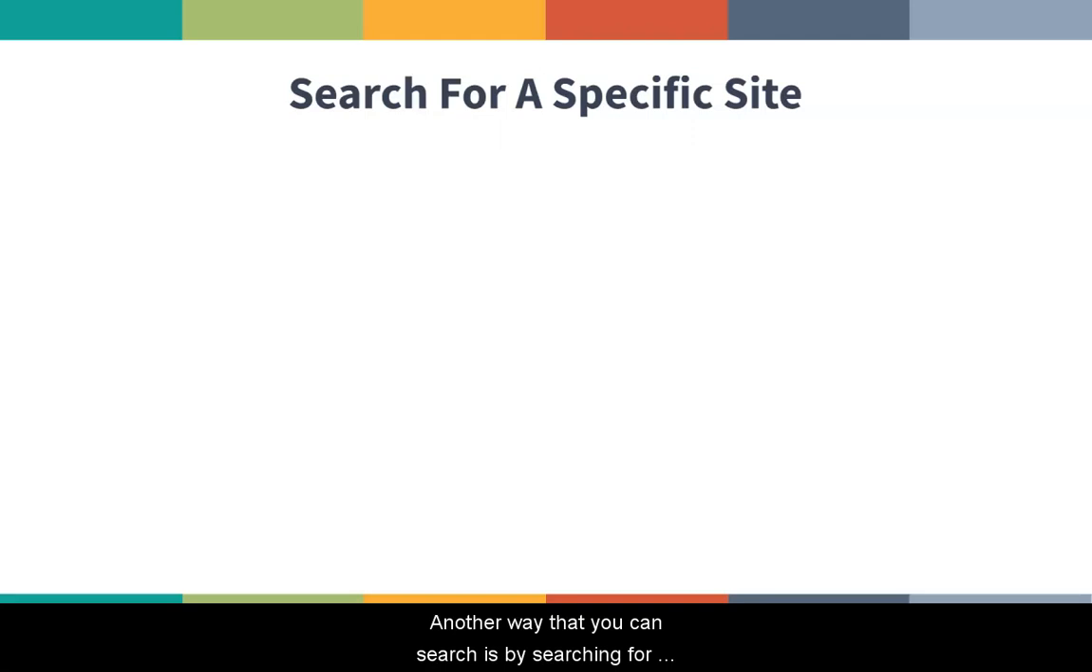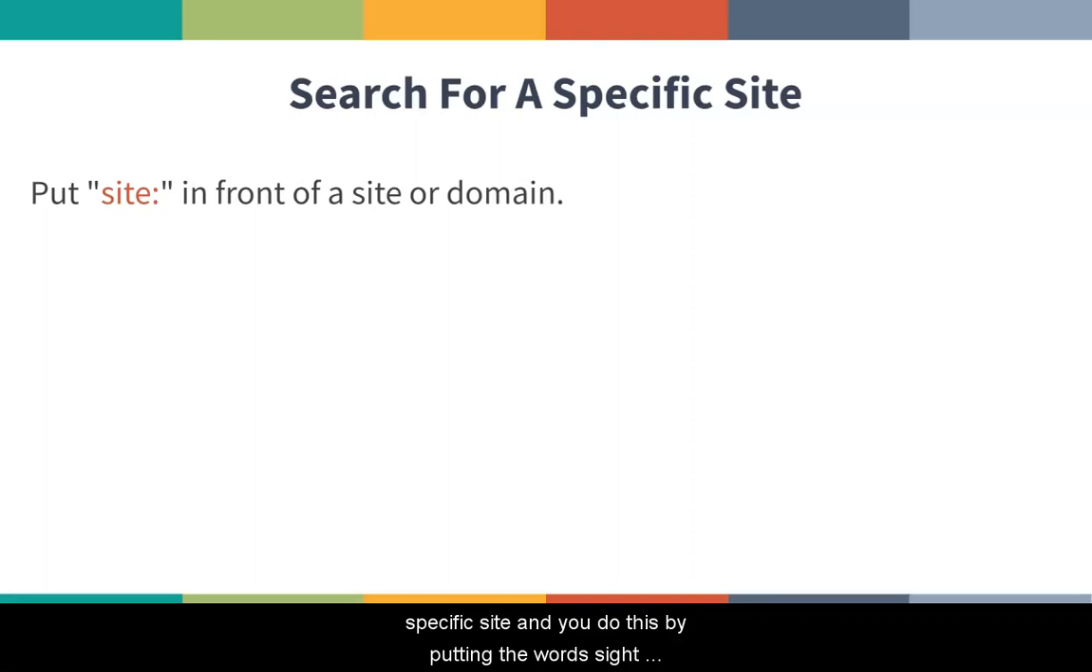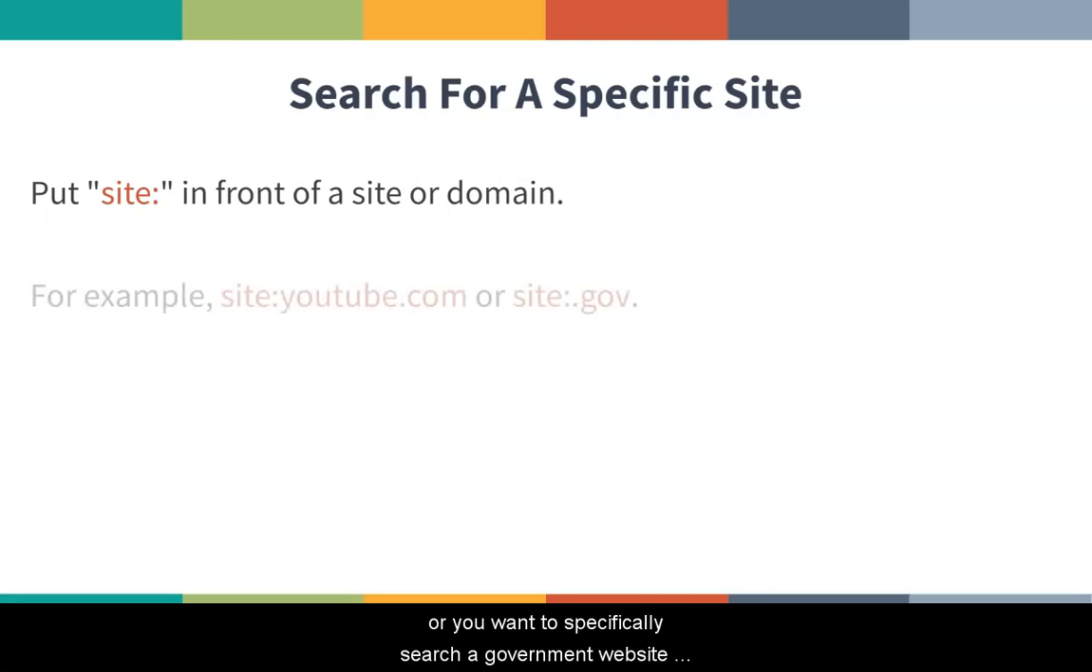Another way that you can search is by searching for a specific site. And you do this by putting the word site with a colon in front of a site or a domain. So for example, if you want to specifically search YouTube or you want to specifically search a government website, you would put site:youtube.com or you would put site:.gov.